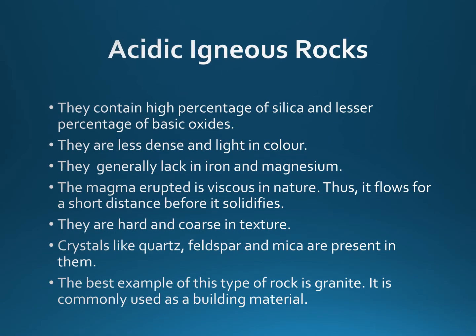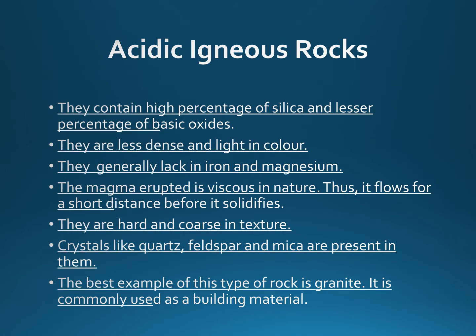Acidic igneous rocks. Let's see the characteristics. They contain a high percentage of silica and a lesser percentage of basic oxides. They are less dense and light in color. They generally lack iron and magnesium. The magma erupted is viscous in nature. Thus, it flows for a short distance before it solidifies.